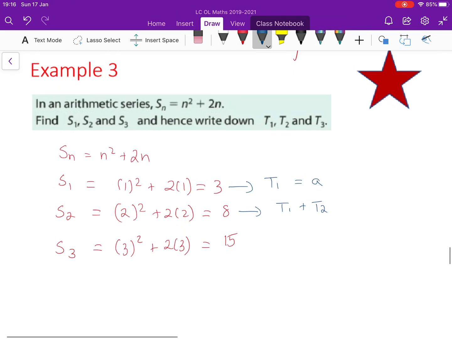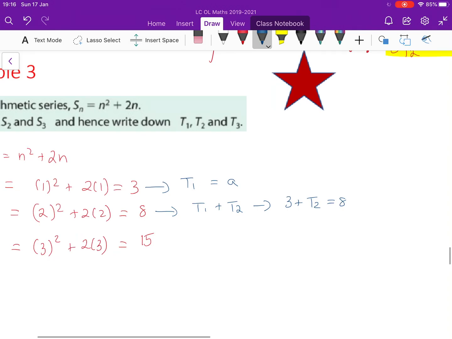We know that T1 is 3, plus T2, which we don't know, is equal to 8. So that gives us that T2 is equal to 5, because 3 plus 5 is going to give us 8.